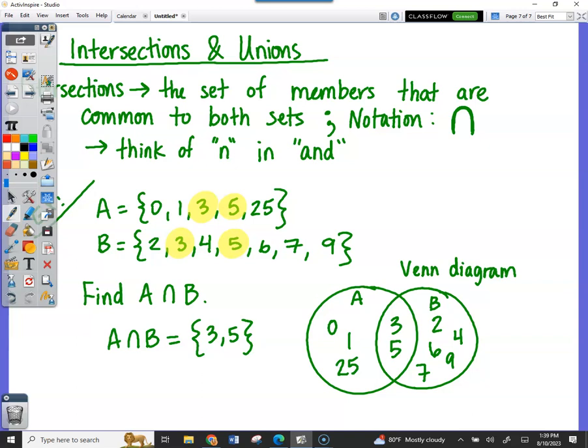The common mistake with Venn diagrams is people repeat the numbers that were in both. You don't do that. You just write it the one time, but it goes in the overlap, right?